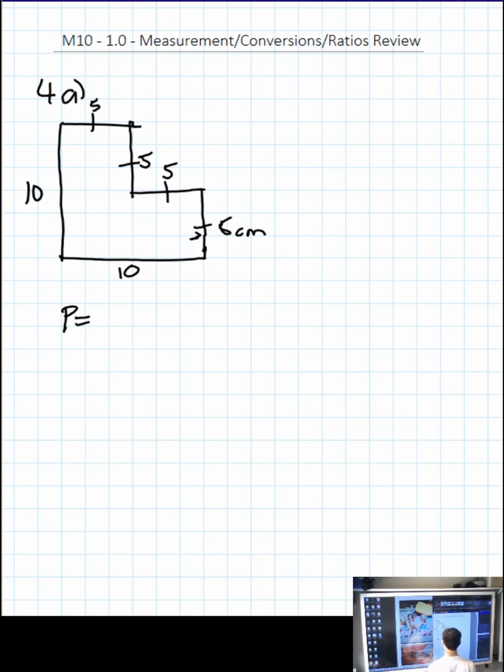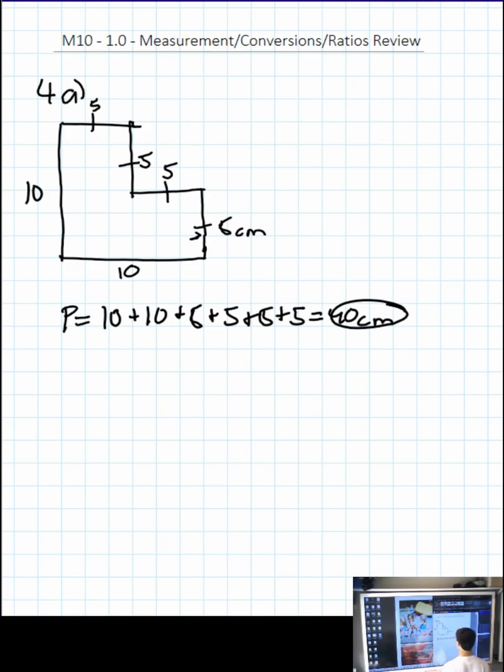So now finding the perimeter, let's simply add up all the sides. 10 plus 10 plus 5 plus 5 plus 5 plus 5 simply equals 40 centimeters. Circle our answer. So that's perimeter, adding up all the sides. Now we're going to find the area.